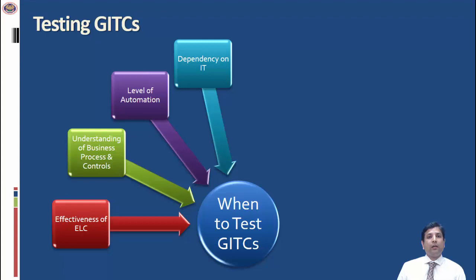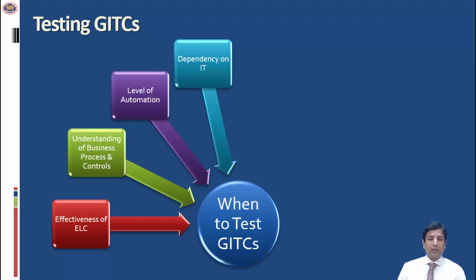Also, another relevant factor would be the dependence on IT. To what extent the company, the business, the transactions, and the auditors are dependent on IT for carrying out the audit. That would give us an indicator of when to test ITGCs.